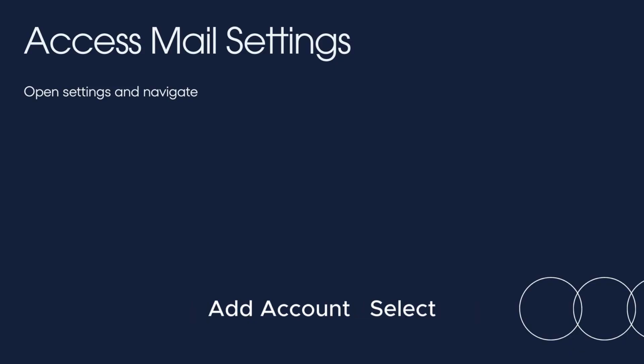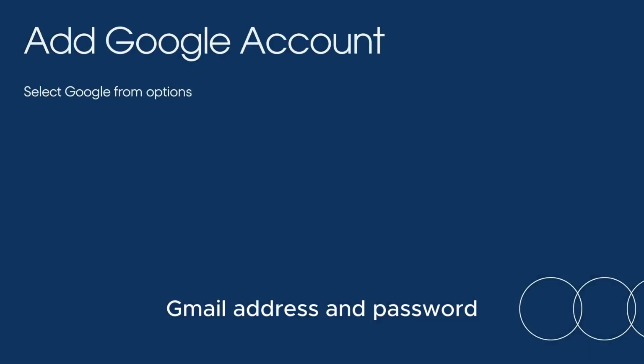Now tap Add Account, select Google from the list. You will be prompted to sign in, enter your full Gmail address and password. Tap Next. After signing in, make sure the contact switch is turned on. Tap Save in the top right corner.